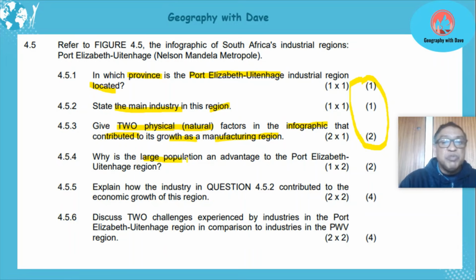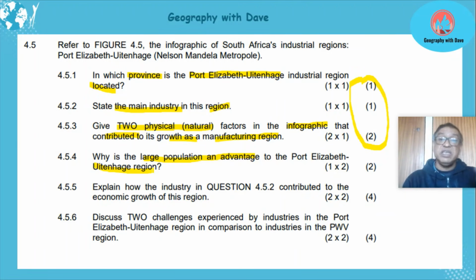Why is the large population an advantage to the Uitenhage area? Okay, now you have to take it a little further, learners. You've learned already. What does large population do? Okay, it gives them a labor supply, isn't it? You've learned this, and it doesn't mean it's difficult if you know how to apply your work. It's in the notes that it allows for sufficient labor supply.